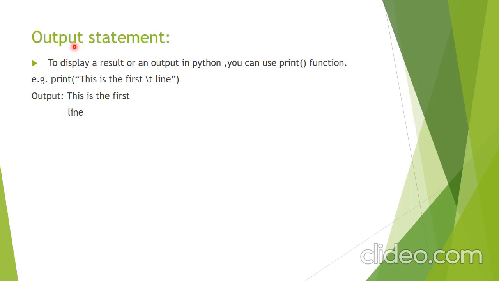Now next is the output statement. What is meant by an output statement? It is used to display a result or an output in Python. If I want to display the result, then I can use the print function. For example, print "this is the first \n line". So how is the system working? It prints "this is the first", and then \n has a special meaning: it goes to a new line and prints the rest of the line. This way we can use the output function.